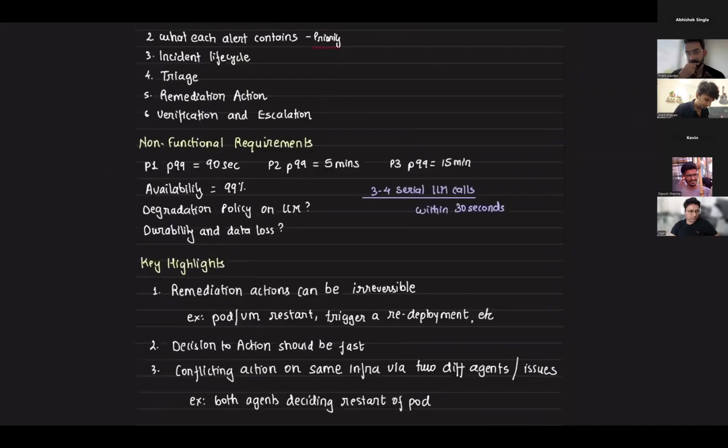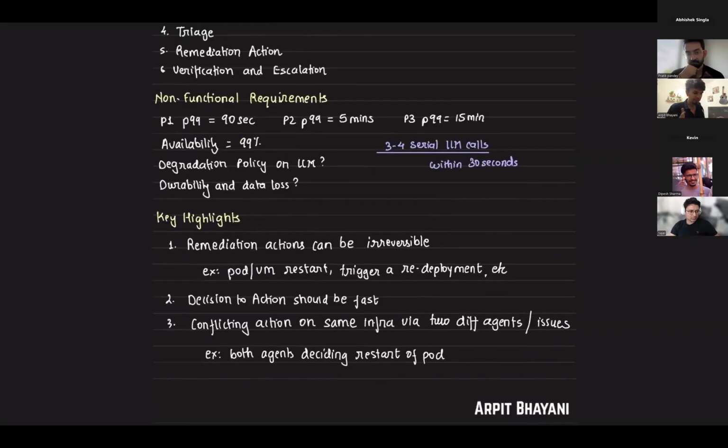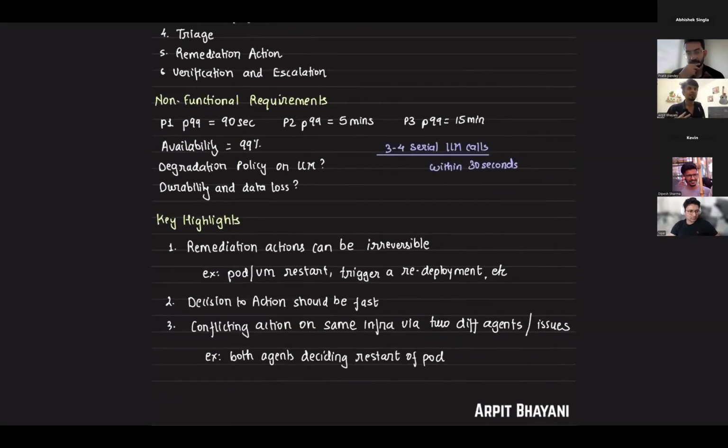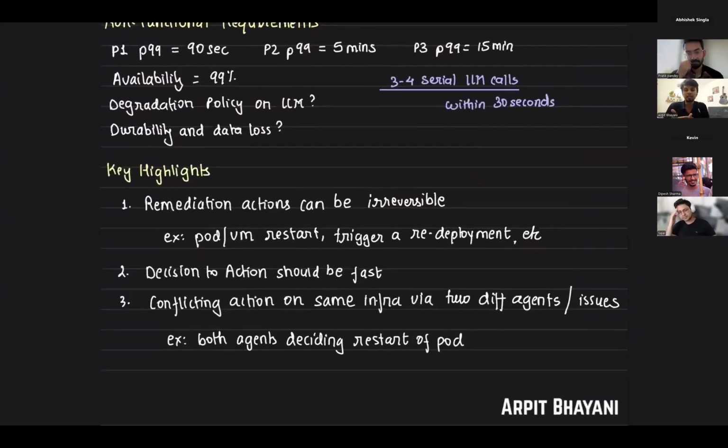The next part is something we have to worry about, which is that your remediation actions can be irreversible. For example, if you are doing a pod restart, it's an irreversible action. Once you trigger the restart, you cannot undo it. The reason I'm saying this is: should you let your agent take these actions or not? That's the point I'm debating, because there could be reversible actions, and there could be irreversible actions.